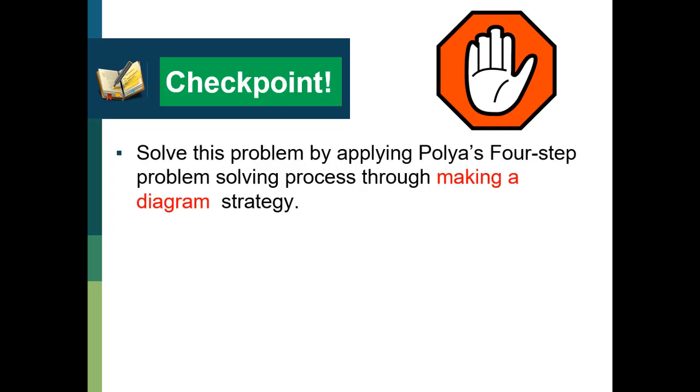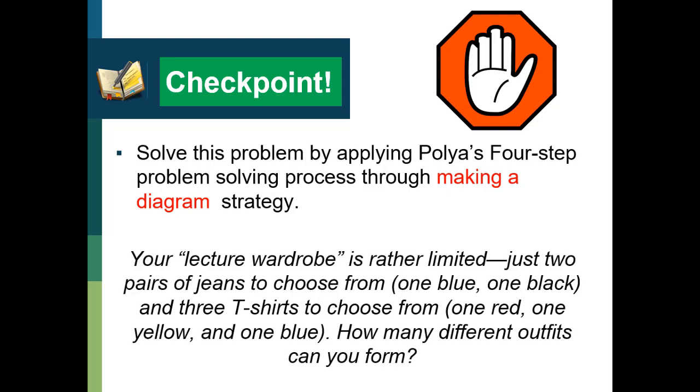So, solve this problem using Polya's 4-step problem-solving process through making a diagram. And here's now your problem. Your lecture wardrobe, imagine that you are a lecturer, is rather limited. Just 2 pairs of jeans to choose from, 1 blue, 1 black, and 3 t-shirts to choose from. 1 red, 1 yellow, 1 blue. How many different outfits can you form?